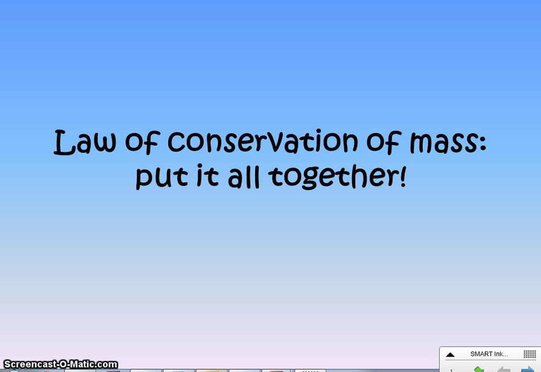And we know that we can calculate the molar mass of each piece, each chemical in a chemical equation. So we're going to put it all together today, and we're going to say, knowing those two things, you should be able to now prove that the law of conservation of mass actually works. So I'm going to show you how to do that.